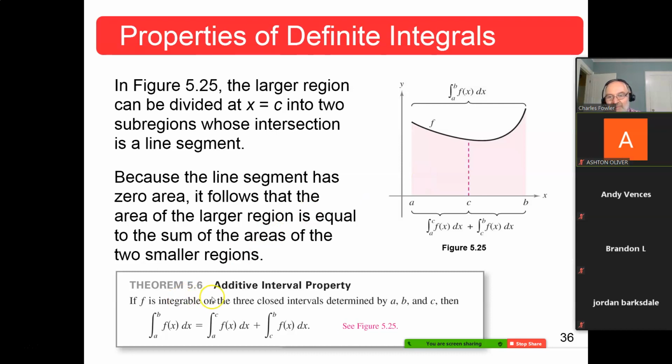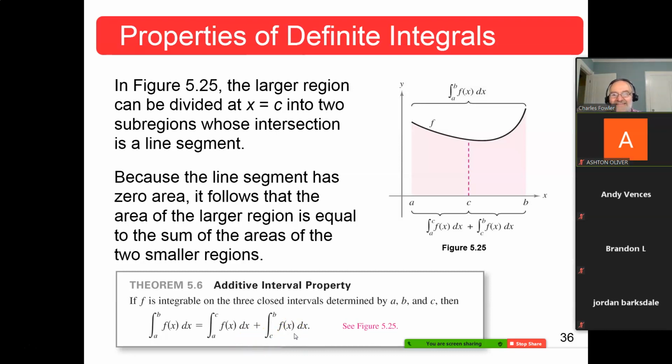So here's the theorem, 5.6, additive interval property. If f is integrable, meaning it can be integrated over this region, on the 3 closed intervals determined by a, b, and c, then the integral from a to b of f of x dx is equal to the integral from a to c of f of x dx plus the integral from c to b of f of x dx.